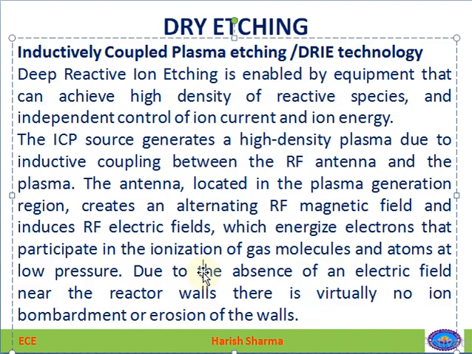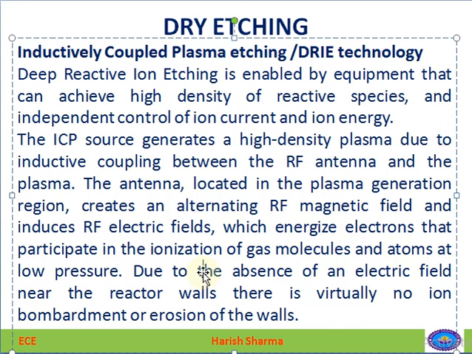Next is inductively coupled plasma etching. In the case of inductively coupled plasma etching, two separate power supplies are used to independently control the current and the ion energy. The ICP, inductively coupled plasma source, generates a high density plasma due to the inductive coupling between the RF antenna and the plasma.